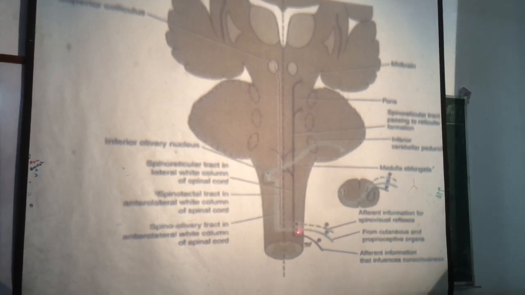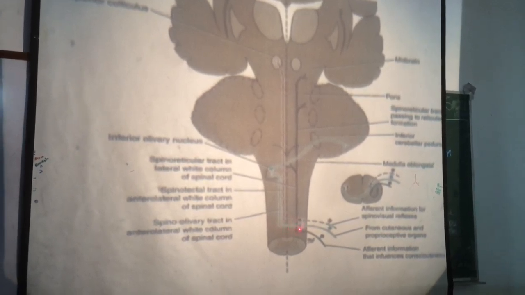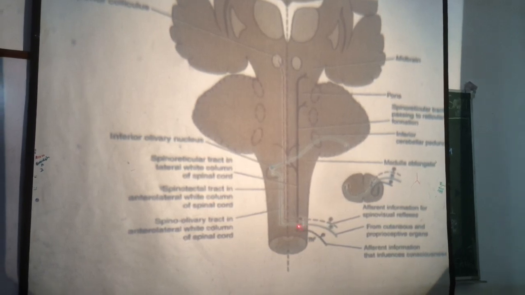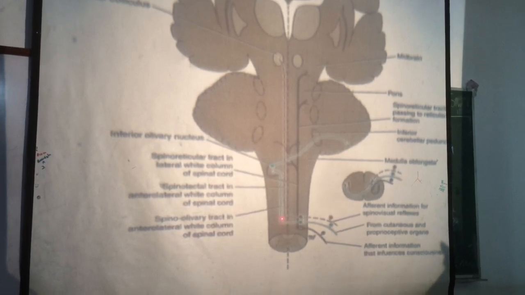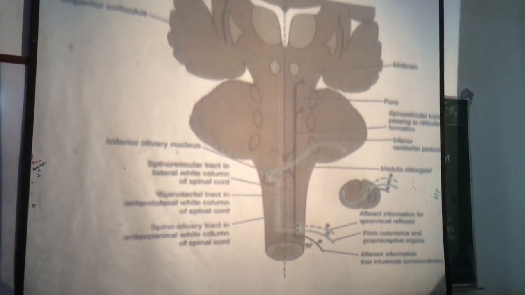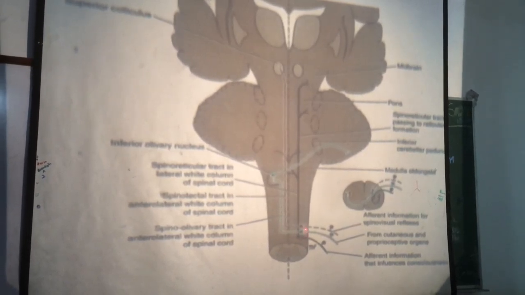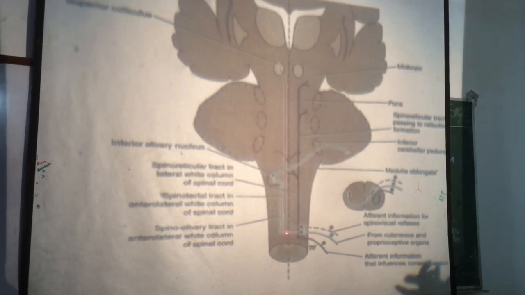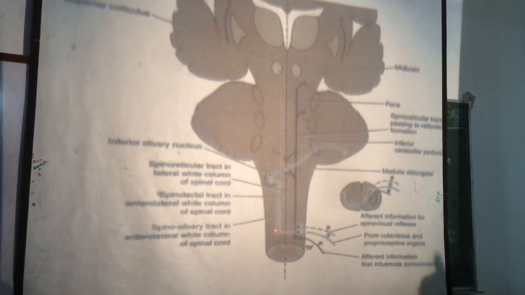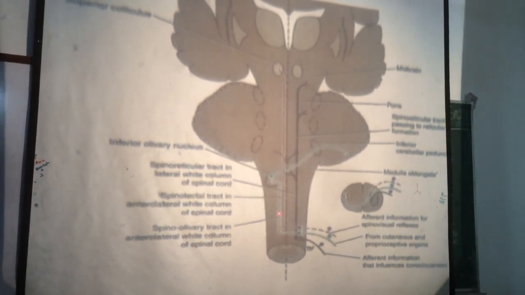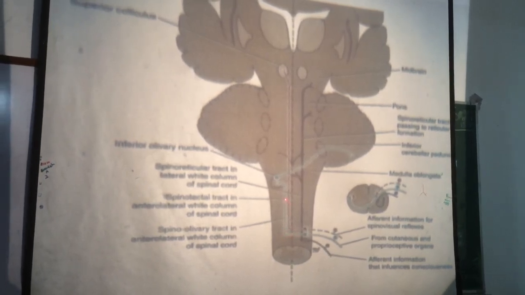From here, second order nerve fibers arise, which cross over to the opposite side to enter the opposite anterolateral white column and form the tract on the opposite side. This is the spino-olivary tract, formed after crossing over of second order nerve fibers.